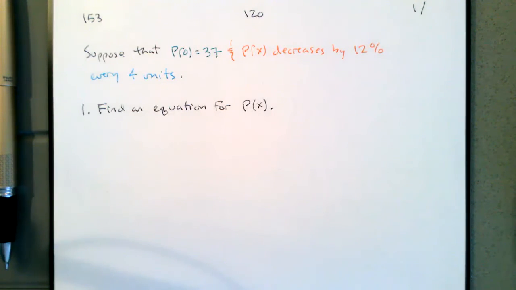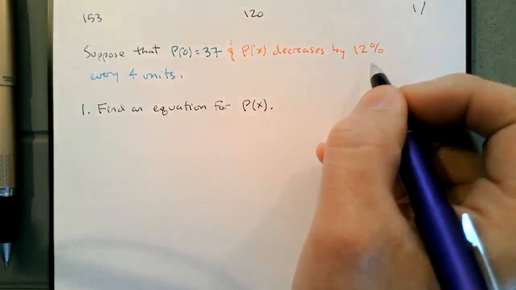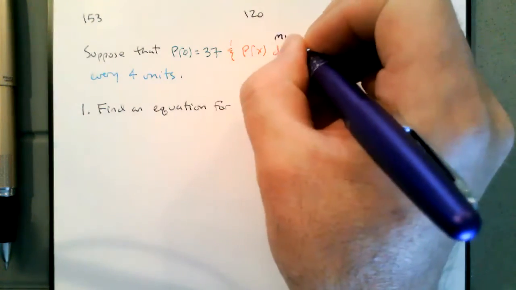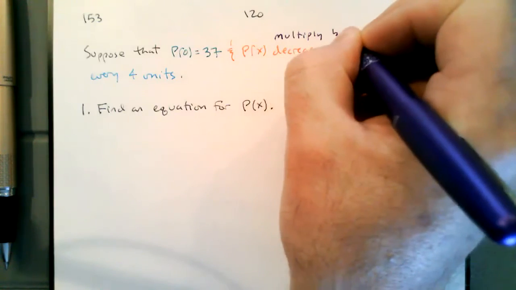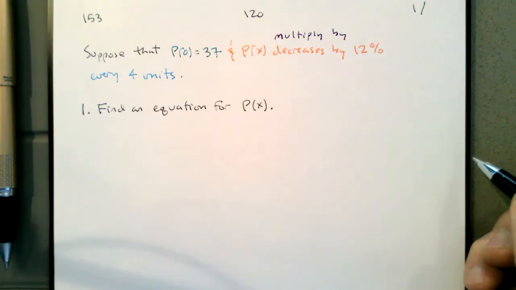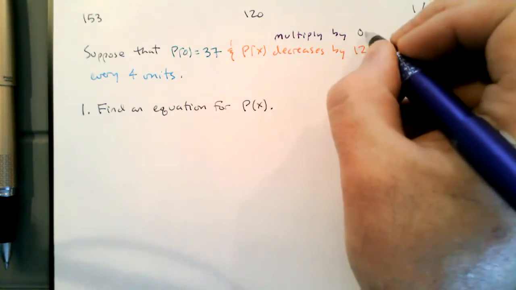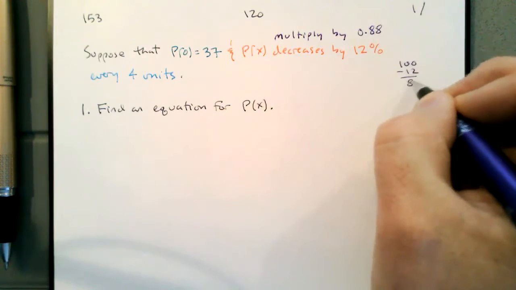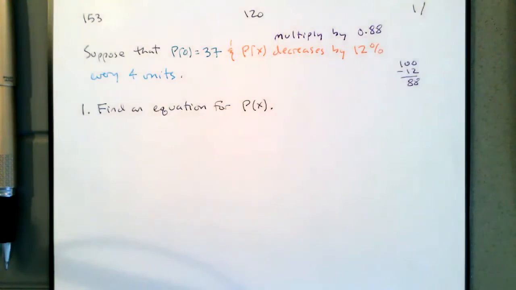What we need to be able to do is look at a description that says decreases by 12% and turn that into a multiplier. So decreases by 12% means that we're going to multiply by 0.88. We take the 12% and subtract it from 100 and write that as a decimal. So just take 100 minus the 12 is the 88, and then write that as a decimal. So think of it as we're losing 12%, but we're keeping 88%, and that's what we multiply by.